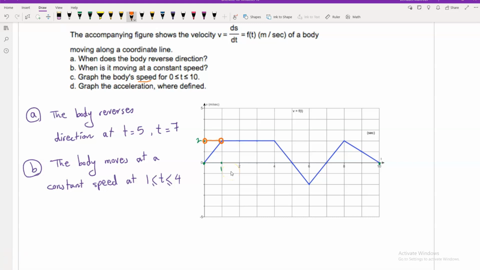And now from t equal to 1 to t equal to 4, remember that acceleration is the derivative of velocity and the derivative of a constant is 0. Because of that, we're going to use an open circle here for when t is equal to 1, and here when t is equal to 4, and draw this horizontal line.